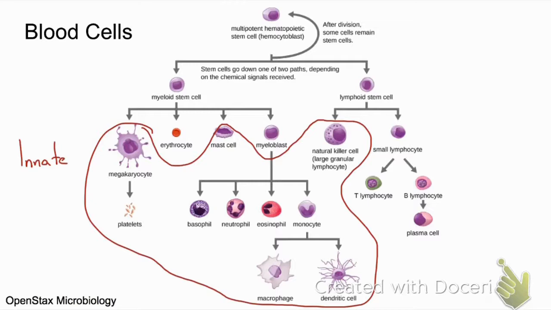Now, there are those also from the lymphoid stem cells that develop into those that are going to be part of the adaptive immune response, and these are going to include our T lymphocytes and B lymphocytes. So long as an individual has these hematopoietic stem cells, they are capable of replenishing all of these different cell types that are shown in this picture.